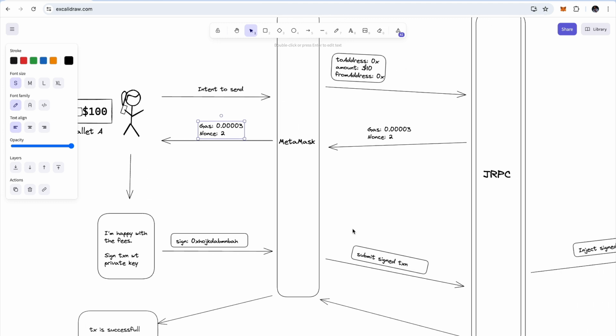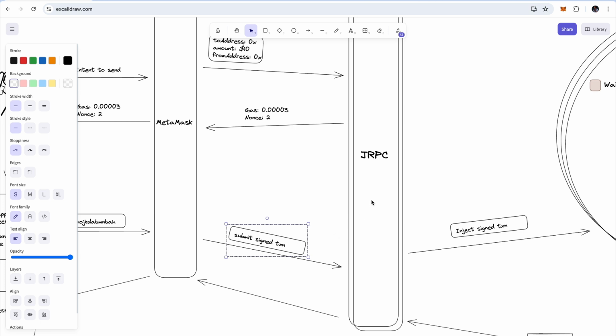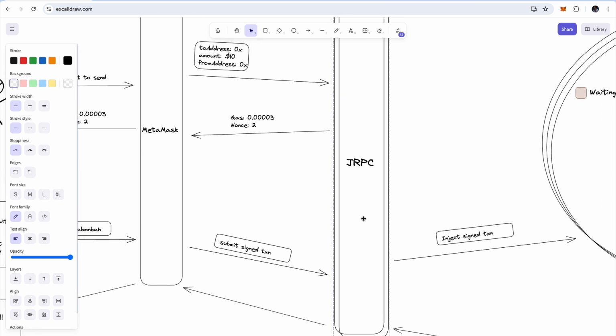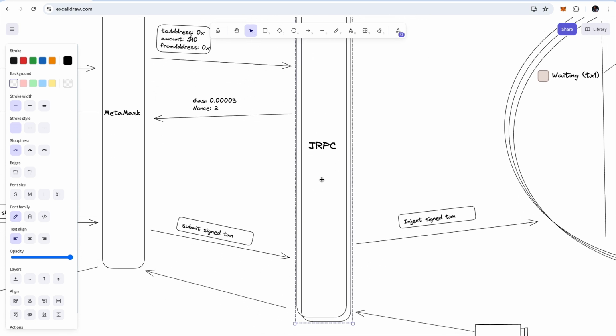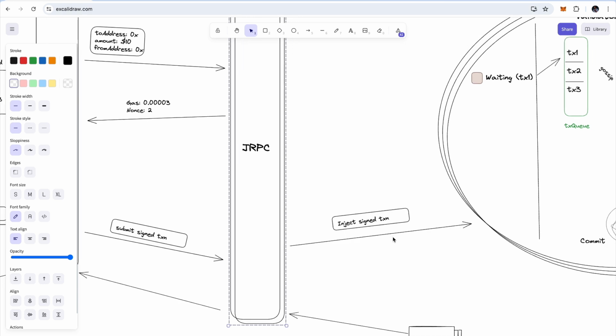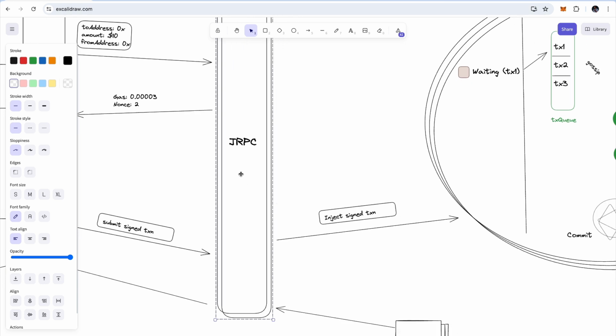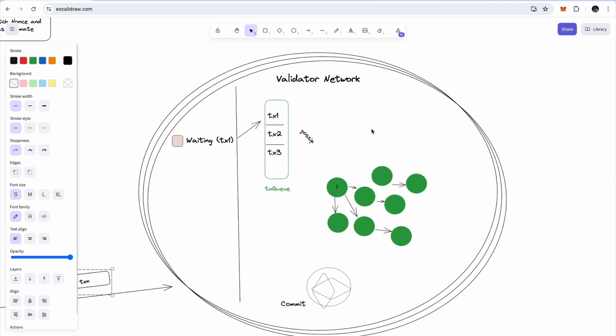So once you've signed that transaction, MetaMask then submits the transaction that you've just signed back to the JSON RPC server, like, hey, the transaction has been signed, we're happy to proceed, right? And then again, the JSON RPC server is the interface to submit transactions to the network. It handles a ton of different network queries. So this is how other dApps and other applications interact with the Shardeum blockchain, through the JSON RPC server. So MetaMask will submit that transaction to the RPC server, which will then inject that signed transaction into the Shardeum validator network, right? So the transaction gets in here.